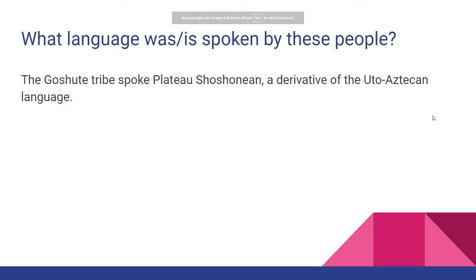And they spoke Plateau Shoshonian, which was a derivative of the Uto-Aztecan language.